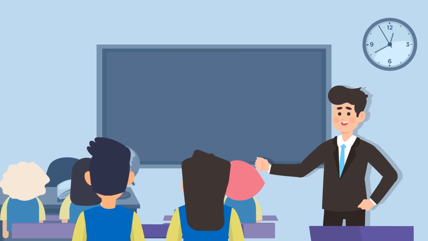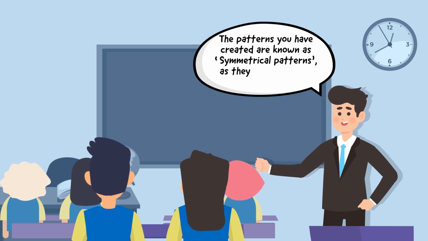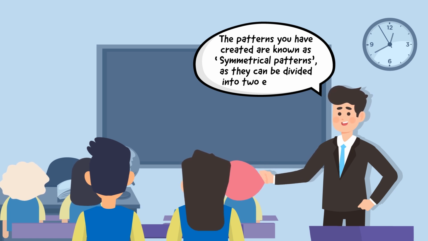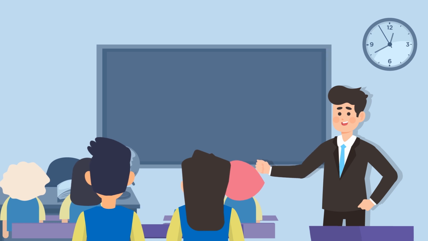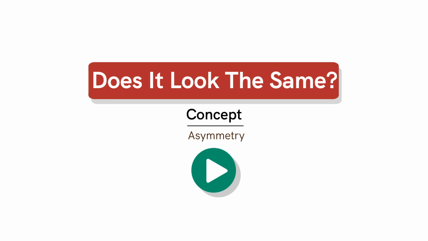Continue to inform the students that the patterns they have created are known as symmetrical patterns, as they can be divided into two equal halves. Now that the students have a better idea of the concept of symmetry, let's carry the discussion forward to introduce them to the concept of asymmetry. But let's do that in the next video.